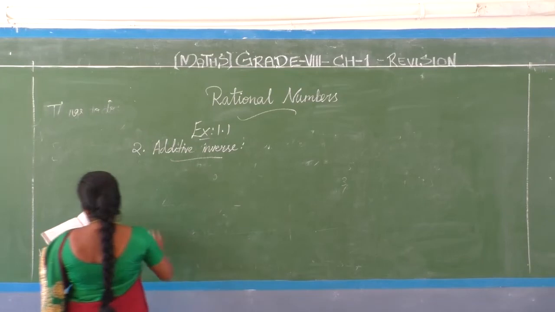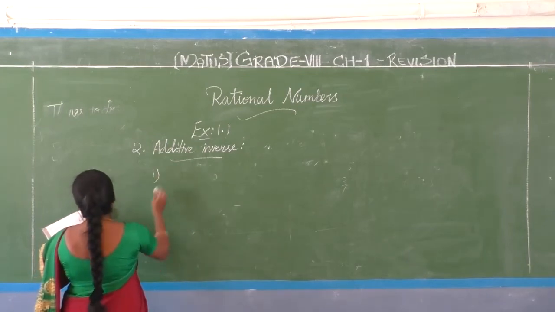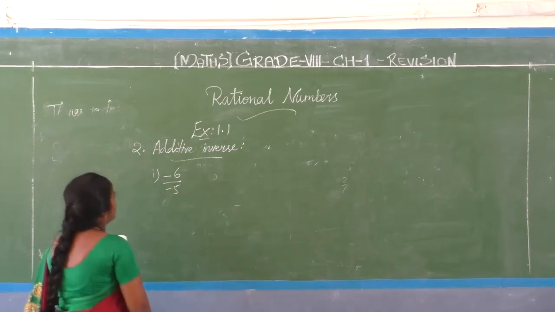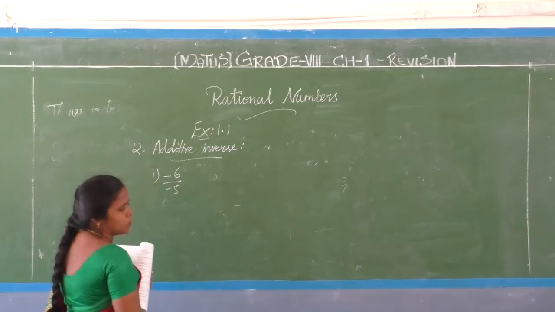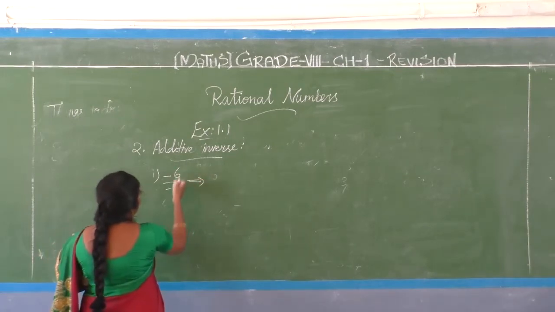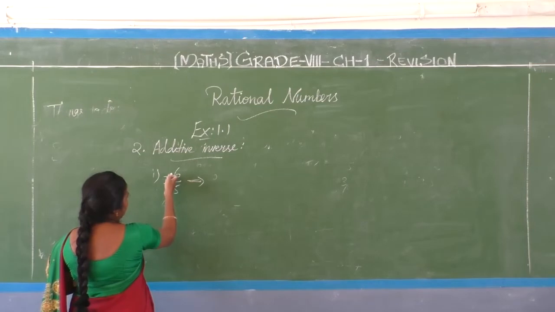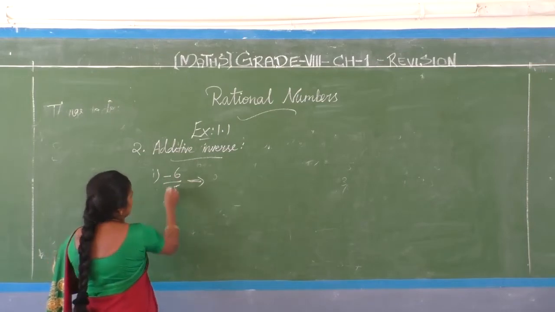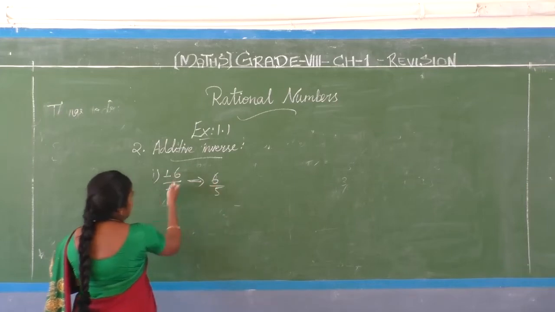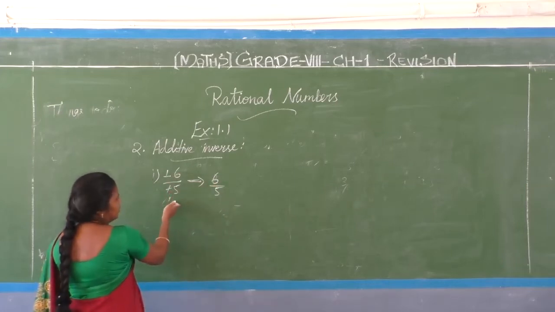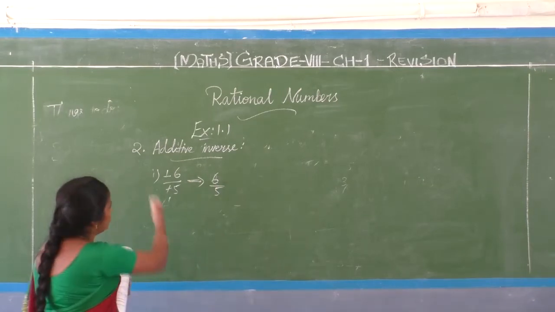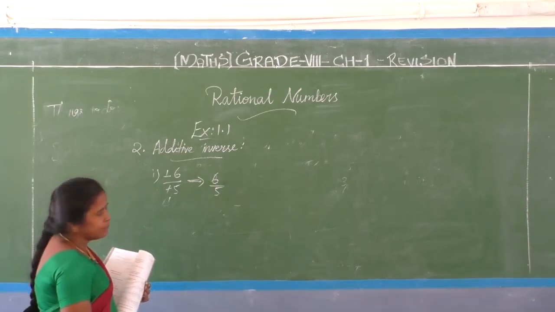Additive inverse. For the example, I have taken two questions here. Minus 6 by minus 5. For this, we have to find the additive inverse, which is nothing but changing the sign of the number. So here, in the beginning itself there are two minus signs. Division of two negative numbers is always positive, so we can cancel them. So minus 6 by minus 5 can be written in positive form as 6 by 5, because both minus signs will be cancelled. Clear?